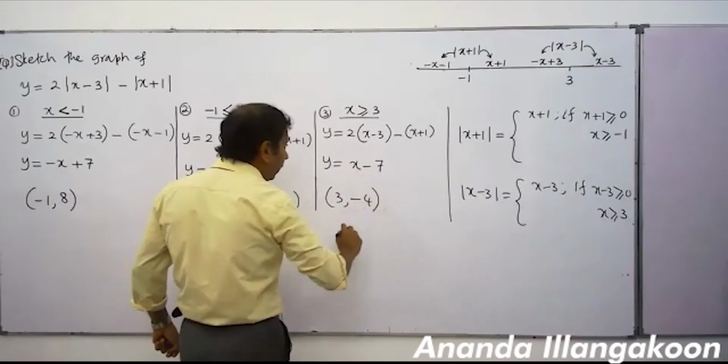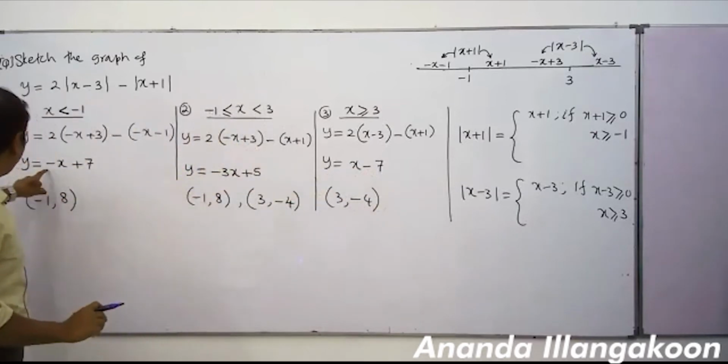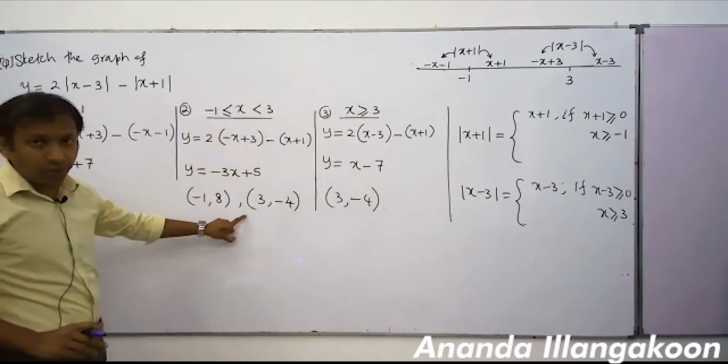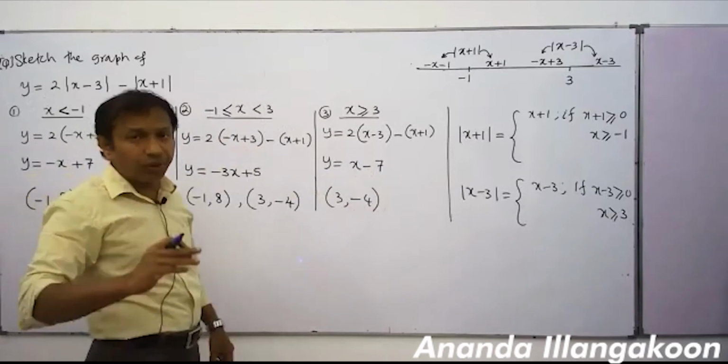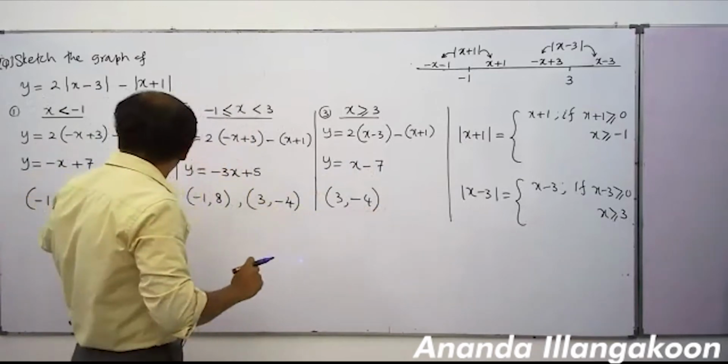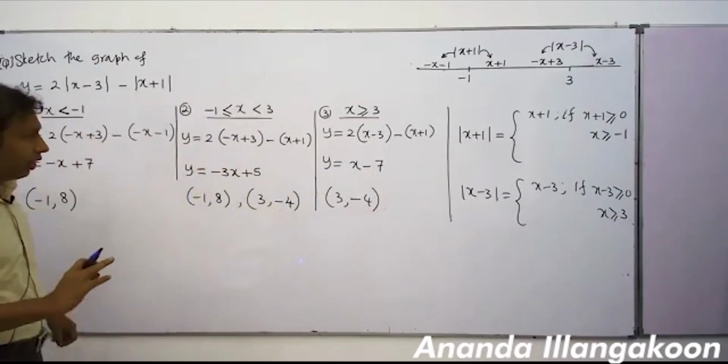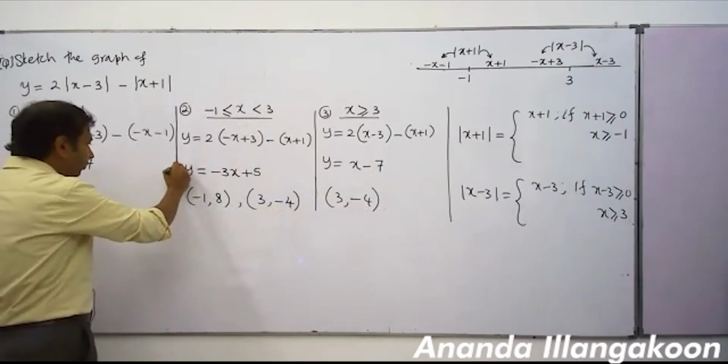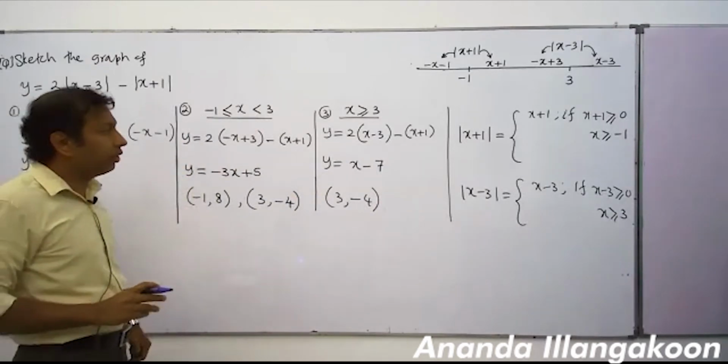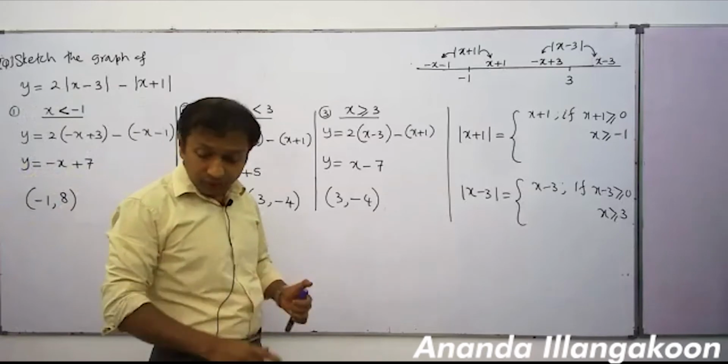Right. Now, for this line and this line we have only 1 point, but here we have 2 points. We know to draw a straight line there should be 2 points. But for this one and this one, we have only 1. Never mind. I'll explain the way of getting that. Okay. Now we are going to draw the graph.